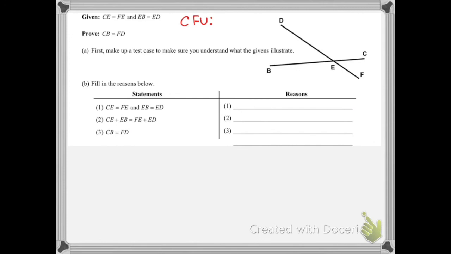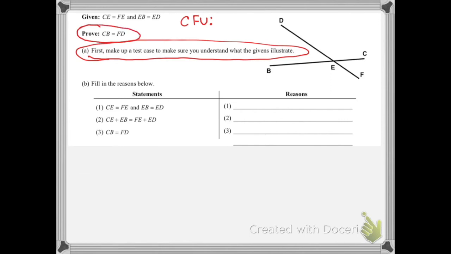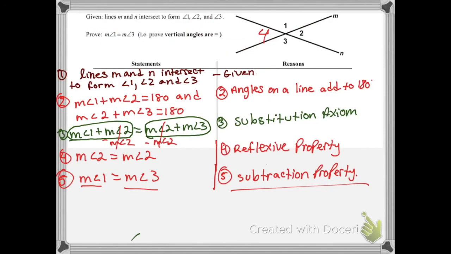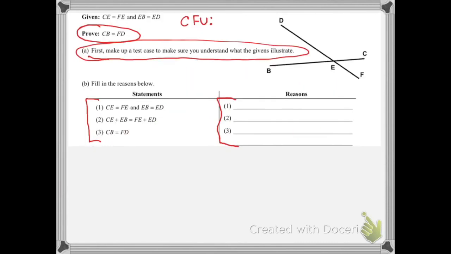So here is your CFU. All I'm asking you to do is to first make the test, right? Do you believe the proof? Do you believe that CB is equal to FD? Okay? And here are 3 reasons for these 3 statements, just like we did in the previous proof where I had 5 statements and 5 reasons. You are now going to have 3 statements and 3 reasons.